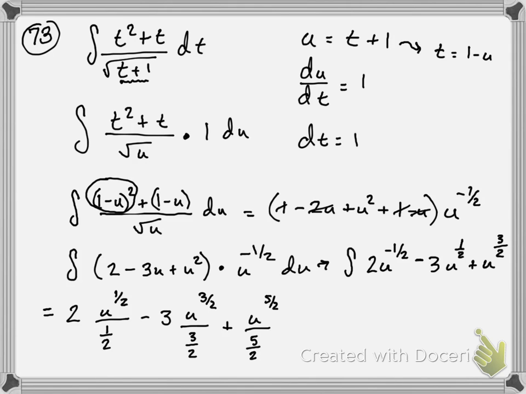So now we've got to flip some stuff around. 2 times 2 over 1 u to the 1/2, minus 3 times 2 over 3 u to the 3/2, plus 2/5 u to the 5/2, plus c.